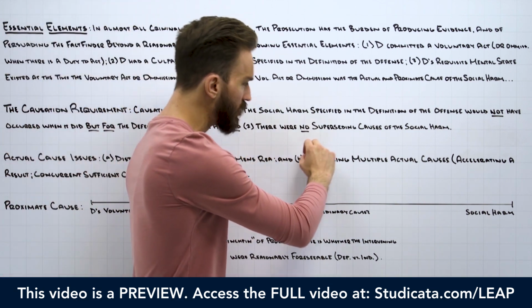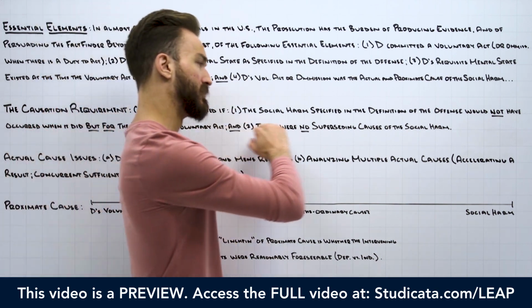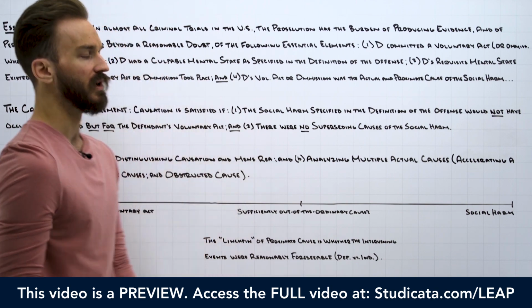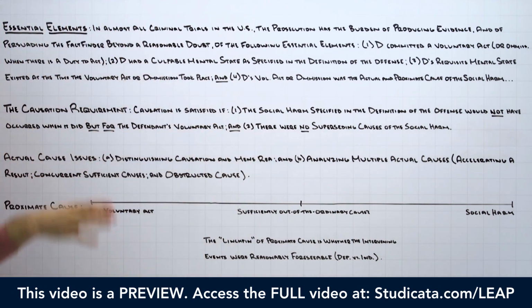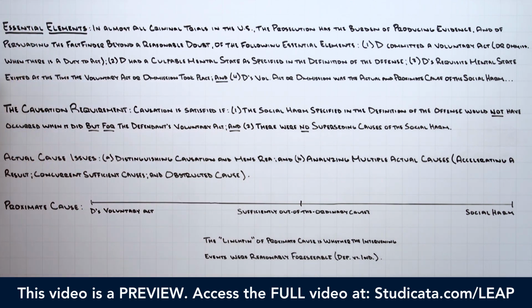And number two, there were no superseding causes of the social harm. Again, element one is actual cause. Element two would be referring to proximate cause. We can break these down each separately, starting with actual cause.